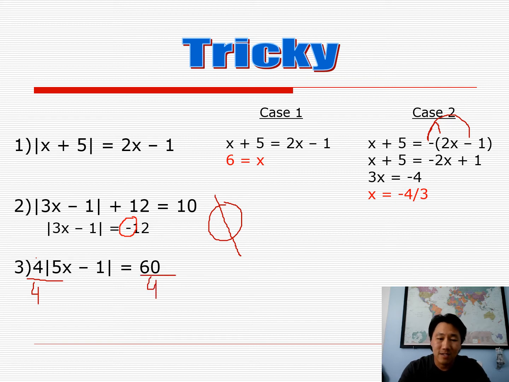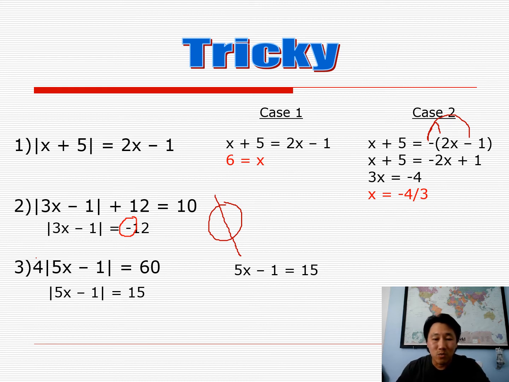And that is good, because then you'll get rid of that 4. And we have something that looks like this. Now that the absolute value bar is isolated, we can do the 2 cases. Let's do the first case. 5x minus 1 is equal to 15. Add 1, divide by 5. Good. And then the second case.